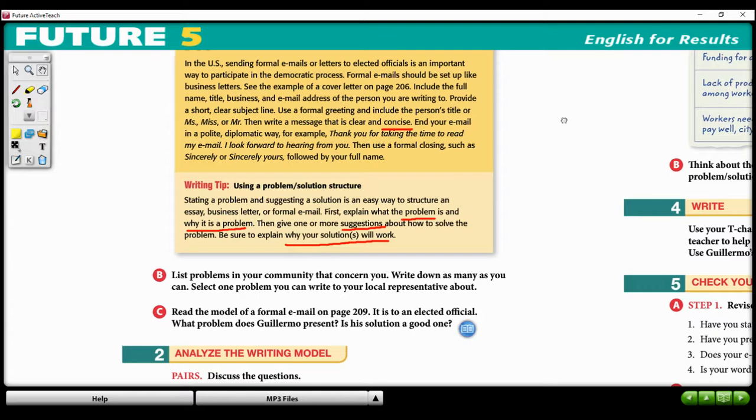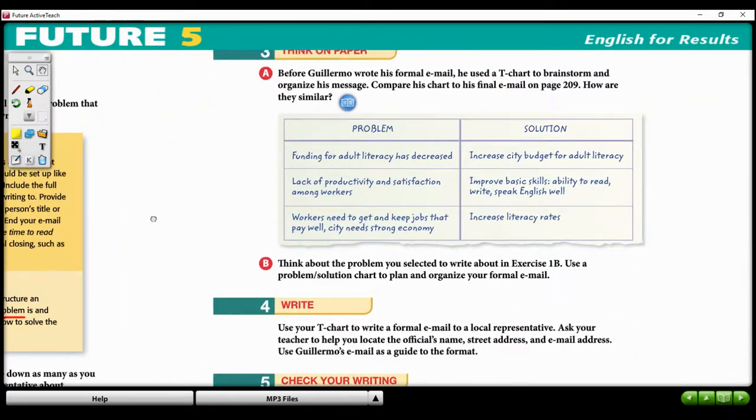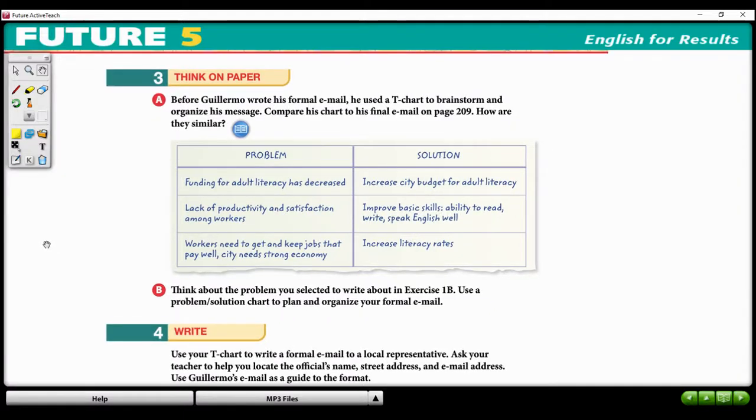I'll ask for questions in a moment, but please look at page 143 at the top. Okay. So on page 143, we call this a T-chart. Okay, and you can see it looks like the letter T. Okay, and so on one side you have the problem, and then you have solutions. So we are going to read an email that is on page 209, and this email is going to be our example that we are going to follow.